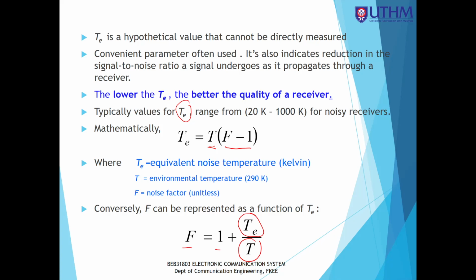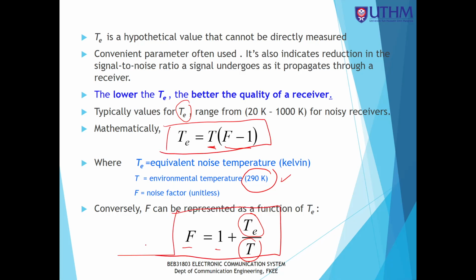And in your syllabus, the environmental temperature by default is equal to 290 Kelvin, unless the question mention about other environmental temperature. Melainkan soalan menyatakan suhu persekitaran yang berbeza. Okay, but by default in your syllabus we use the environmental temperature equal to 290 Kelvin. Okay, ini by default. So these two are the main equation yang penting.